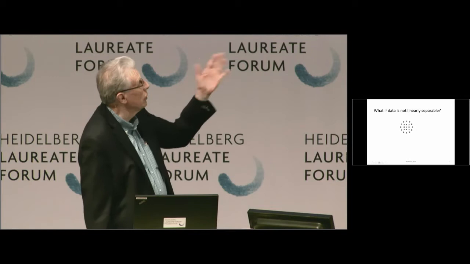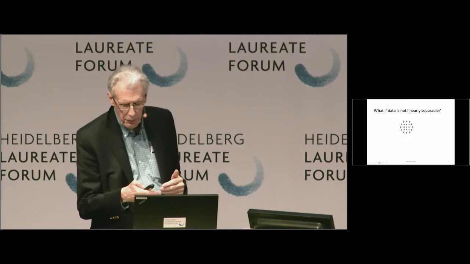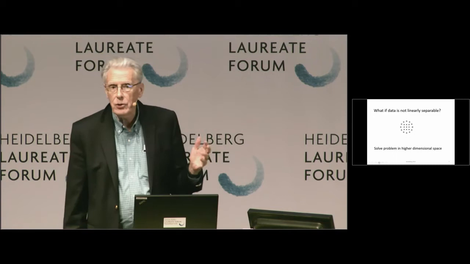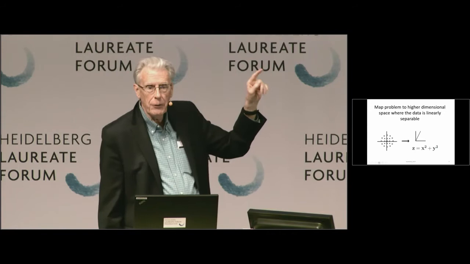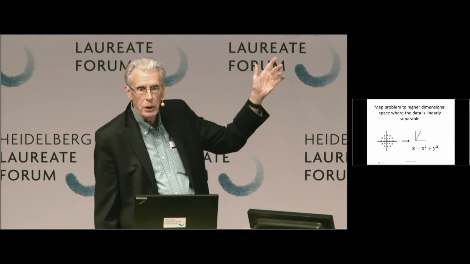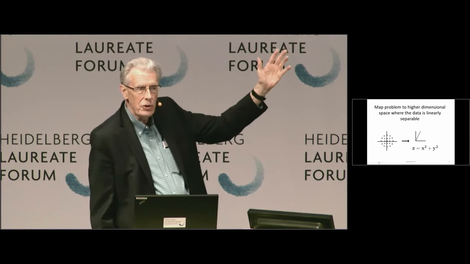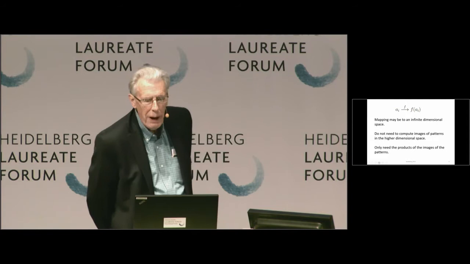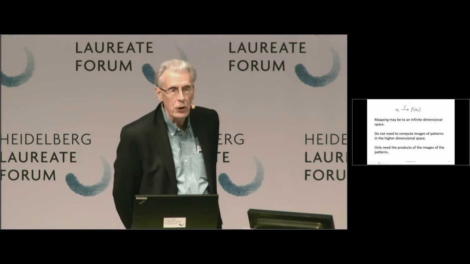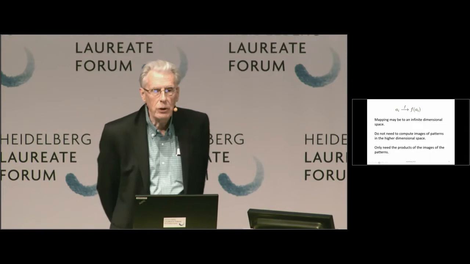So what do you do if you have data like this, where you want to separate the X's from the O's? One obvious thing is to map it to a higher dimensional space where it would be linearly separable. And one way to do that, in this particular case, is to add a third dimension Z, where the value of Z for each input is the sum of the squares of the X value and the Y value. That would pull the O's out from the board more than the X's, and you could separate the O's from the X's by a plane parallel to the board. Now, when you map to a higher dimensional space, it may actually even be an infinite dimensional space. And the important thing is that you do not need to compute the images of the patterns.